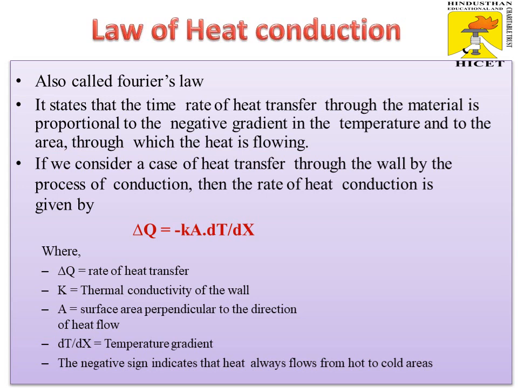Here Q represents the rate of heat transfer, K represents the thermal conductivity of the material. Here it is a wall. A represents the heat transfer area perpendicular to the direction of heat flow. dT by dx is the temperature gradient. In this expression, the negative sign indicates the heat flows from the higher temperature to the lower temperature.